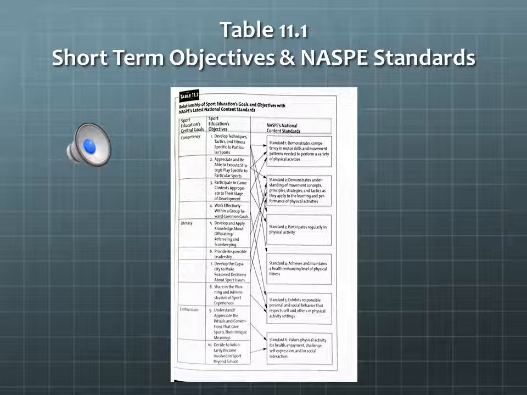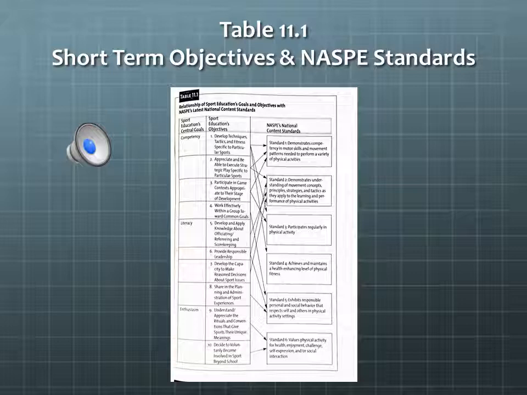In front of you is Table 11.1 found on page 301 of your textbook. It shows the relationship of sport education's goals and the objectives with the NASPE's latest national content standards. So again, it's the TGFU Model 3 long-term goals, which you can see in the left-hand column. In the middle are the 10 sport education short-term objectives, and then how they relate to each of the long-term goals. Then how each of the objectives relate directly to NASPE's national coaching standards as well as physical education standards.